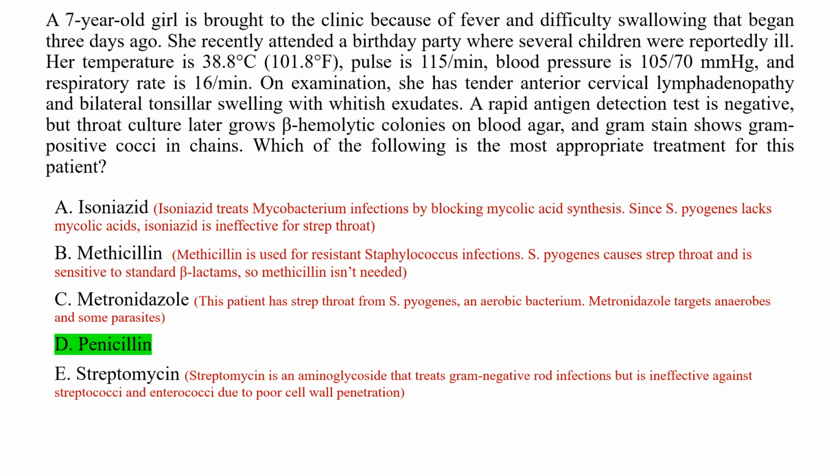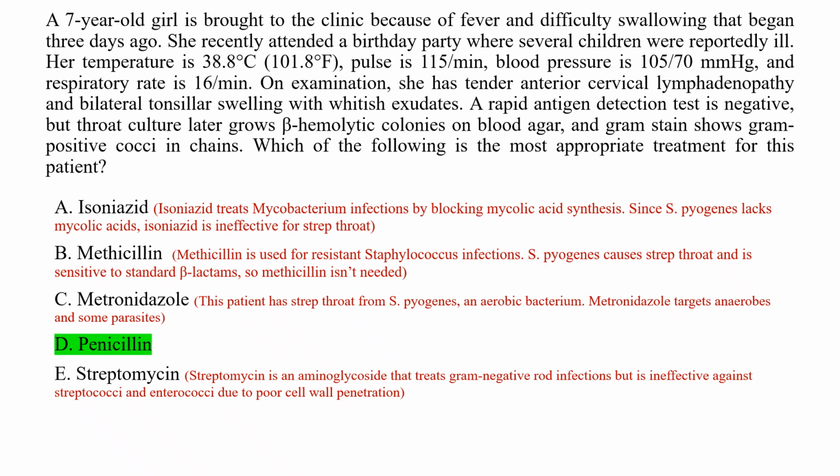Let's have a look at why the other options are incorrect. Option A is incorrect because isoniazid is used to treat infections caused by mycobacteria, such as Mycobacterium tuberculosis and Mycobacterium leprae. It blocks synthesis of mycolic acid, which is a component of the mycobacterial cell wall. The clinical findings in our question indicate that the patient has strep throat infection, and mycolic acids are not structural components of the streptococcus cell wall. Therefore, isoniazid would be ineffective.